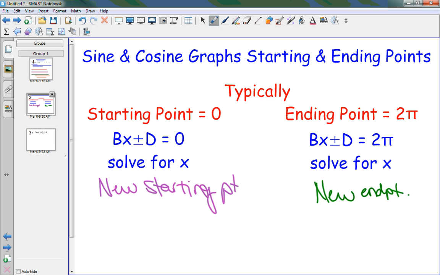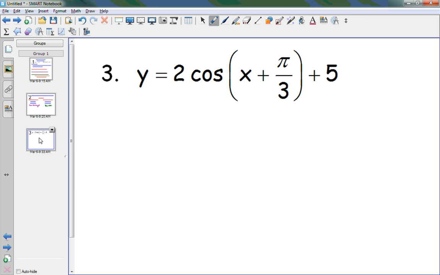Whenever I say starting point and ending point, what I'm talking about is one revolution for that graph. Understanding that the sine and the cosine curve are continuous forever and ever, right? I'm taking one snippet of the graph. Do we all understand that, yay or nay? Okay. Now, with that said, what we have here is y equals 2 times the cosine of (x plus pi over 3) plus 5.